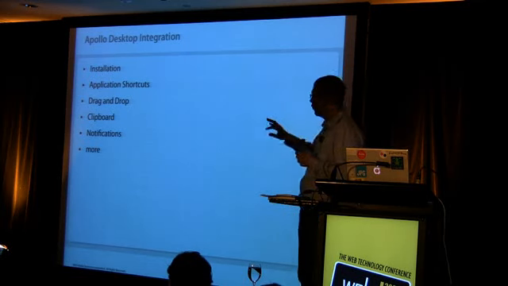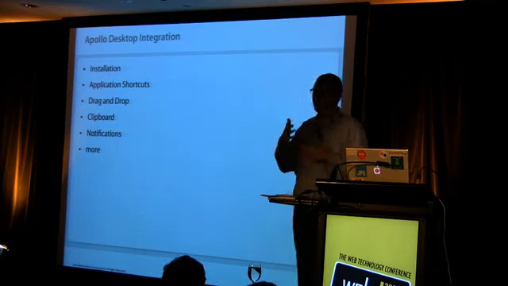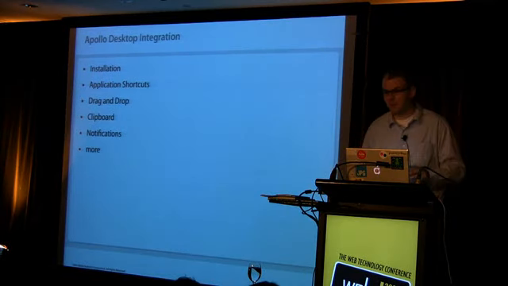Drag and drop and clipboard notifications aren't in the current alpha. They'll actually be in 1.0, and some of them will be in the next pre-release beta.